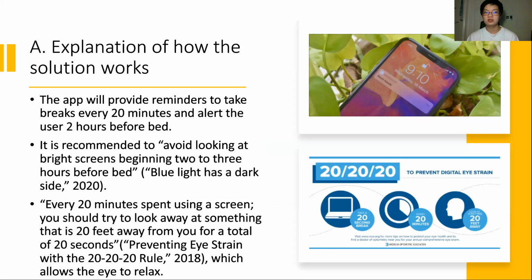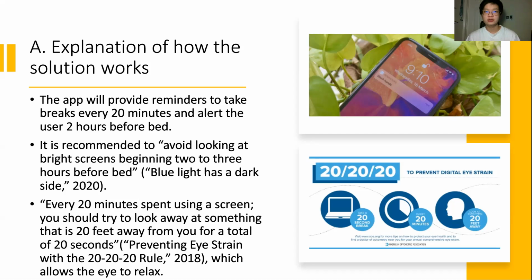Blue light has a dark side, 2020. Being exposed to blue light, I would say about an hour before bed, will harm your circadian rhythm. So 2 to 3 hours is best, which is why my app will provide you a reminder 2 hours before bed to stop using your screens.